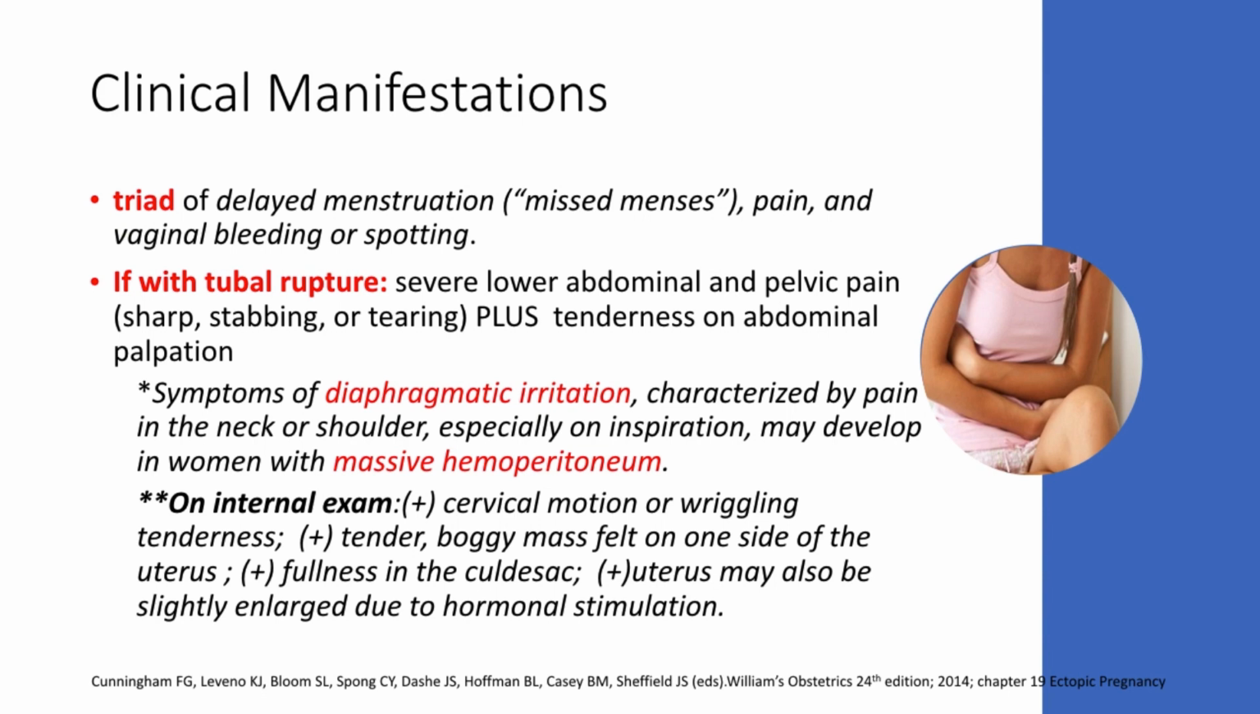Now, there can be symptoms of diaphragmatic irritation characterized by pain in the neck or shoulder, especially on inspiration, and may develop in women with massive hemoperitoneum, usually in cases of ruptured ectopic pregnancy. Now, on internal exam, we may find cervical motion or wriggling tenderness, a tender, boggy mass felt on one side of the uterus, fullness in the cul-de-sac, especially in cases of a massive hemoperitoneum, and the uterus may also be slightly enlarged due to hormonal stimulation.